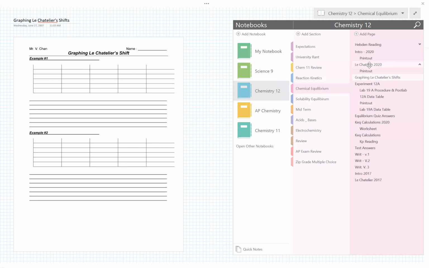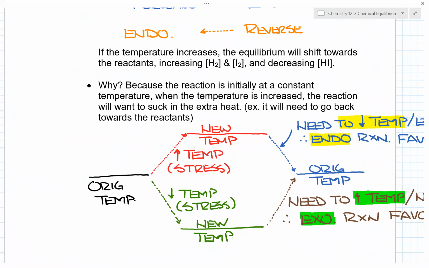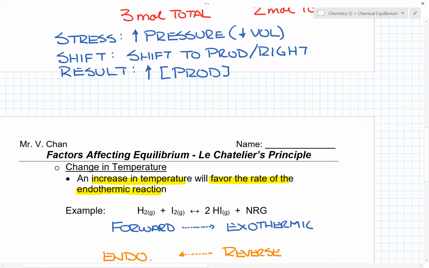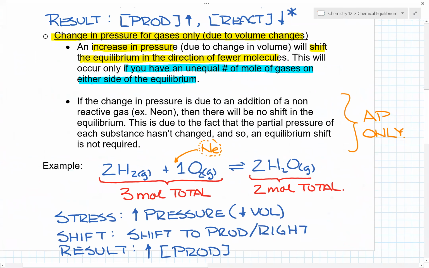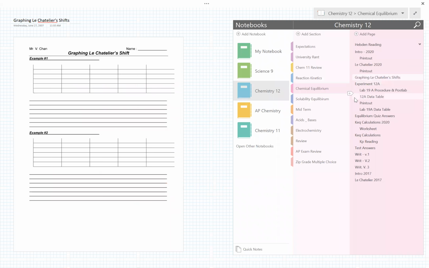All right, ladies and gentlemen, for this particular lesson, what I wanted to do is graph the Le Chatelier shift. So we talked about Le Chatelier shifts back when we talked about temperature, we talked about pressure, and we talked about concentration. So how does that look graphically? And so that's what we're going to do today.